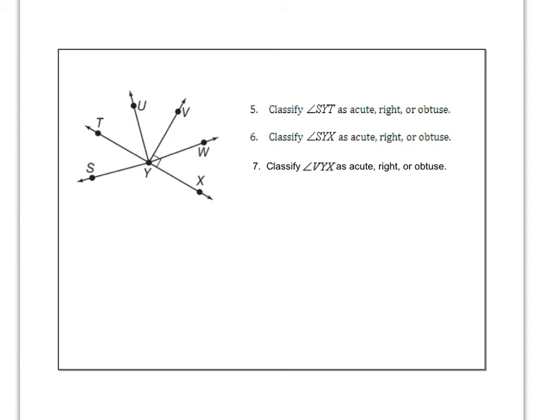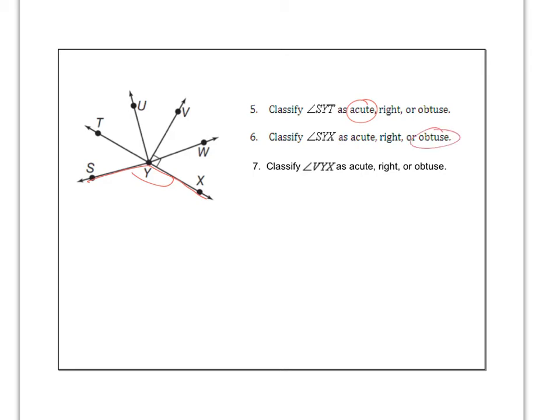So angle SYT is right in here. That looks to me like it is less than 90 degrees. Angle SYX, if I just erase this one, SYX, if I trace it, SYX is this angle down here. That looks like it's greater than 90 degrees, so obtuse.